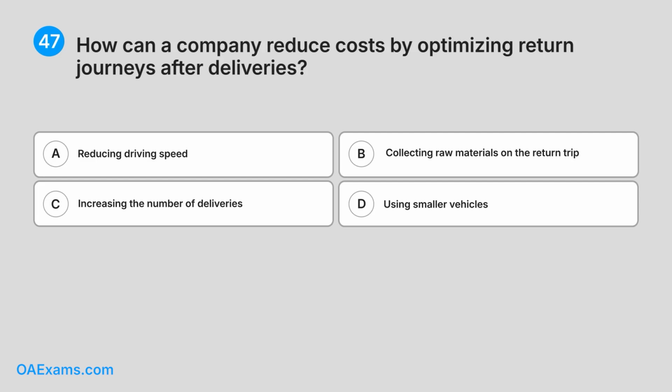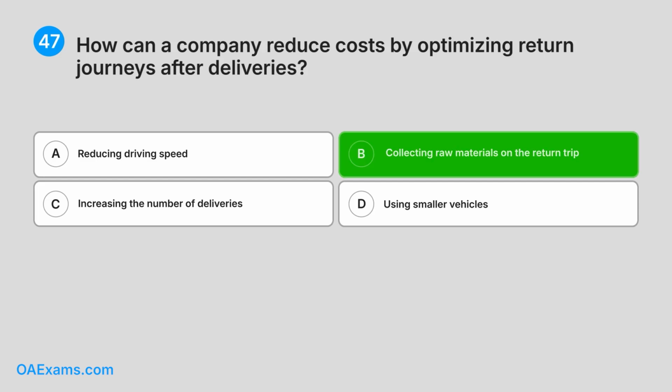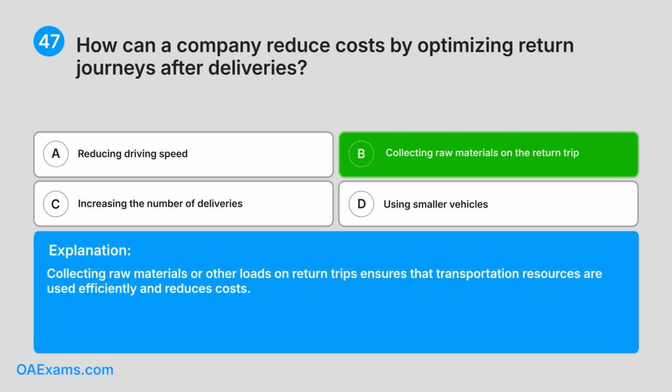Correct answer. B. Collecting raw materials on the return trip. Explanation. Collecting raw materials or other loads on return trips ensures that transportation resources are used efficiently and reduces costs.